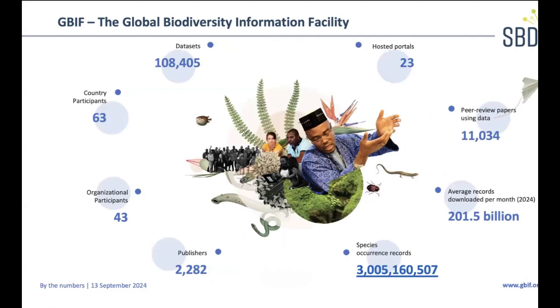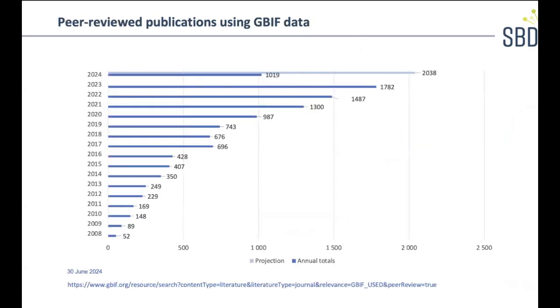And GBIF has an amazing number of data sets, more than 100,000, and more than 3 billion species occurrence records, with data from 63 participating countries, etc. And if you look at the number of peer-reviewed publications using GBIF data per year, it looks like this. Around June this year, 1,000 publications were using the data, and it's estimated to be more than 2,000 publications in 2024. So the use of this is massive.